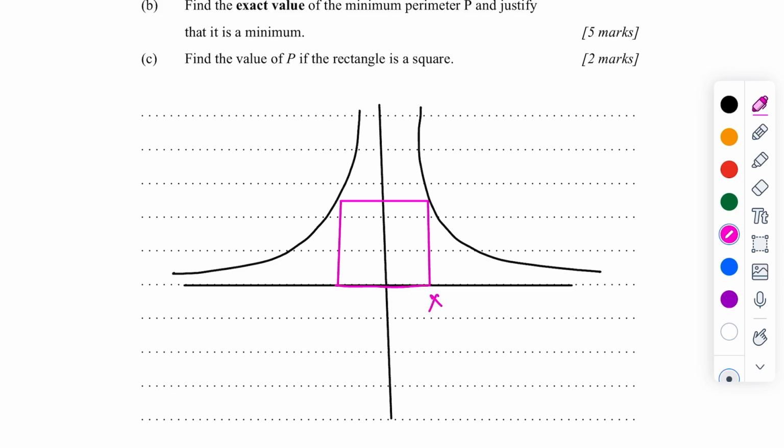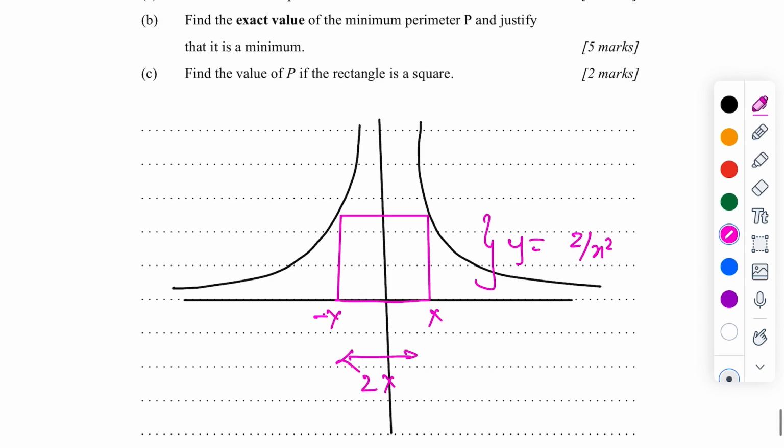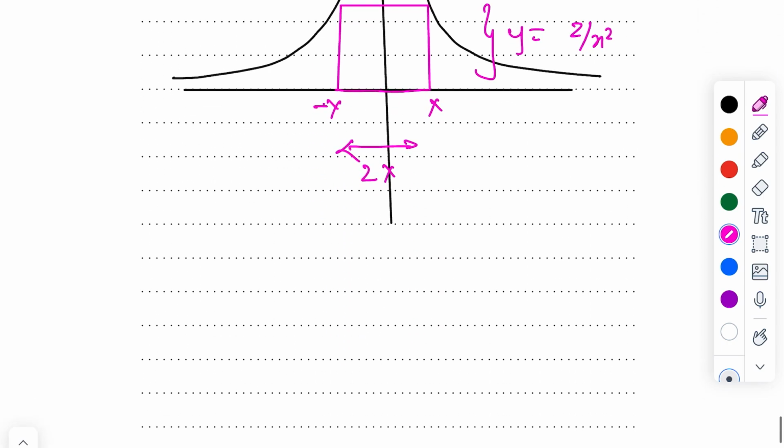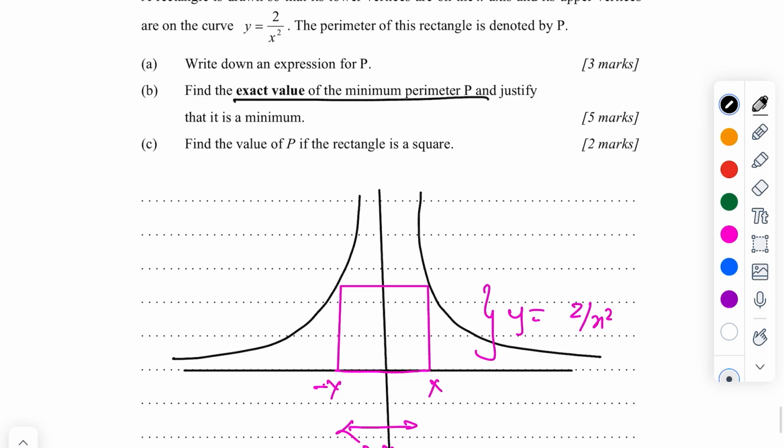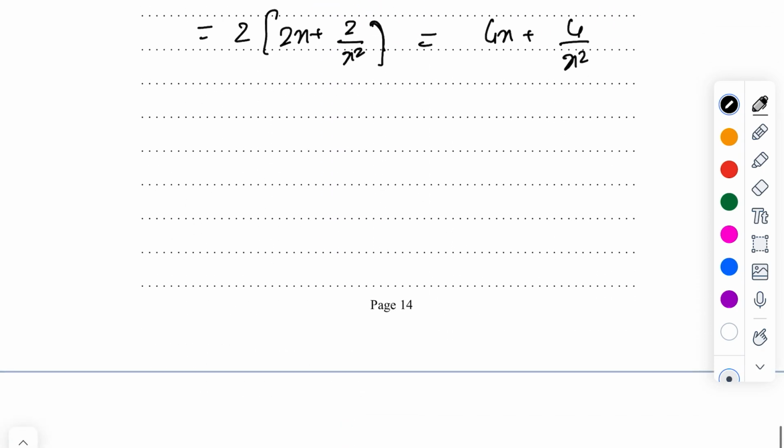So this is x. This is also negative x. So the total distance is going to be 2x. And the height y equals 2 upon x square. What is he asking? P is the perimeter. Perimeter is 2 times (length plus width). So 2 times length is 2x, width is 2 upon x square, which is going to be 4x plus 4 upon x square. Find the exact value of the minimum of the perimeter, and justify it is minimum.